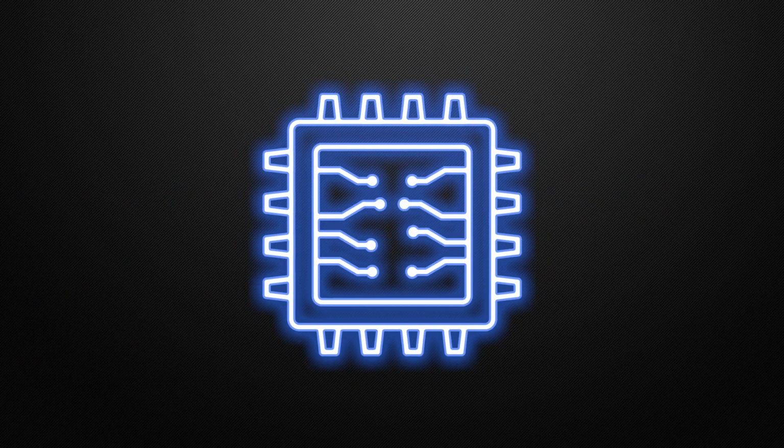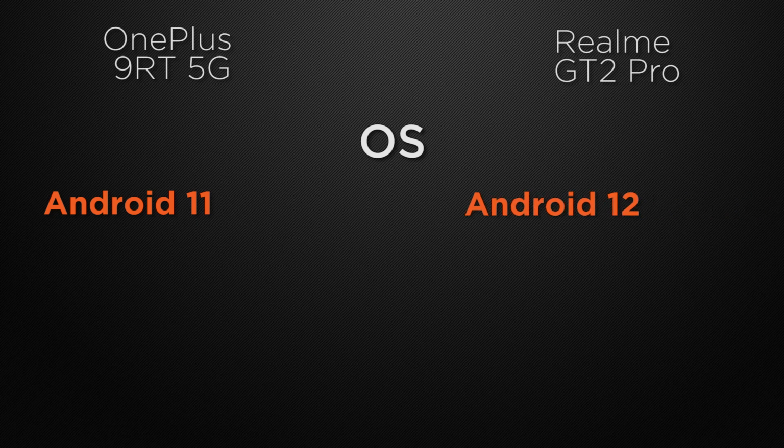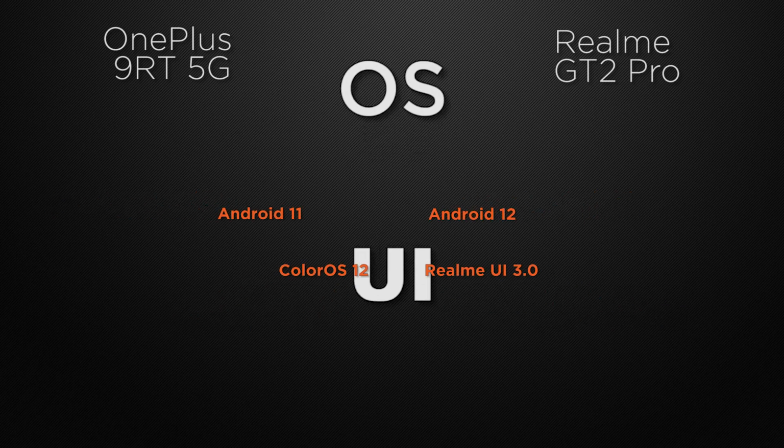Moving to the performance of the devices, let's start with the operating system of the devices. 9RT have Android 11 support, on the other side GT2 Pro have Android 12 support. So the winner here is GT2 Pro because it have newer generation of operating system. And about the user interface of the devices, 9RT have ColorOS, whereas GT2 Pro have Realme UI. So it's a tie because both of the devices have different user interface. So finally it's up to you, which UI you like it or not, it's up to you.